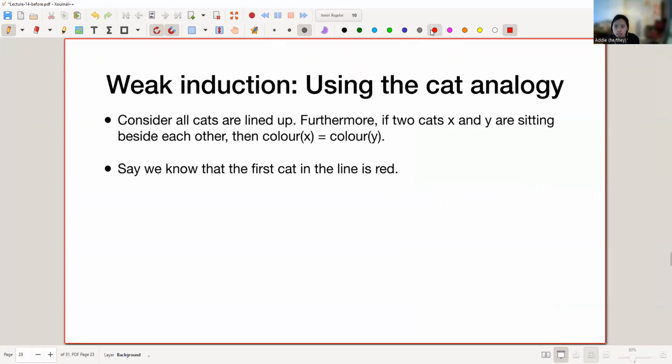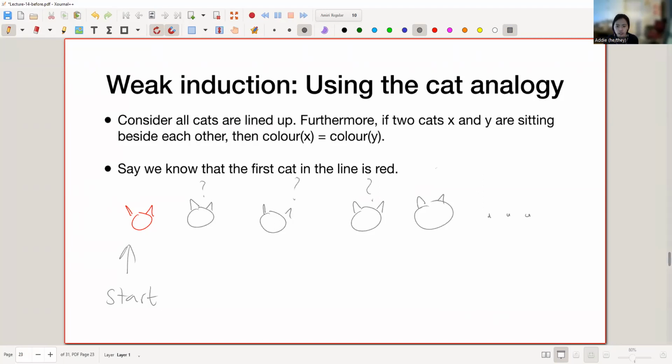Here we have my favorite cat analogy, where we saw at the beginning of the term, I have multiple cats, okay? All the cats in the world, they are lined up in one line. Okay, let's say that this is the line of cats. This is your starting cat. And then these are just some other cats that trail off into the distance, okay? Furthermore, we know the starting cat is red, but we don't know the color of any of these other cats, okay? So we also have this condition where if two cats are sitting beside each other, then they are going to be the same color, okay?